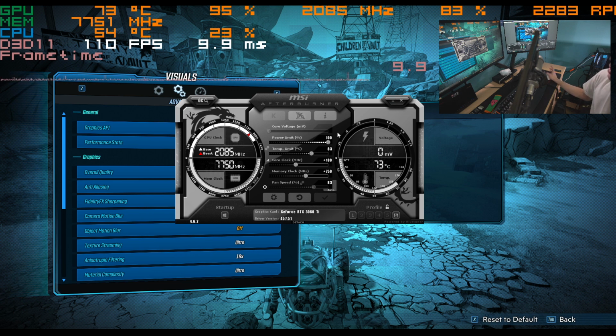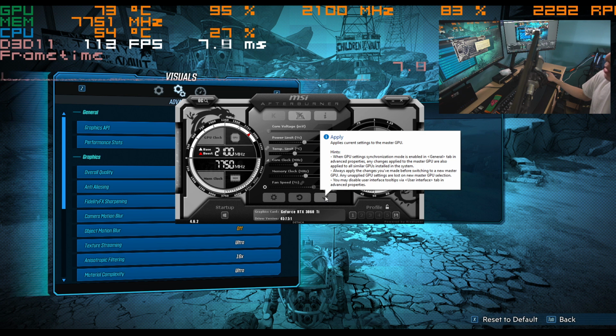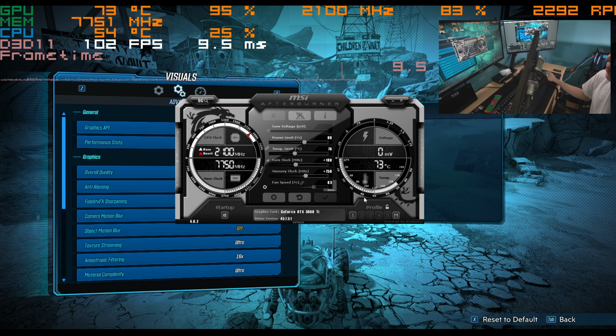And just in case you're curious, here is what the overclock looks like with an 80% power limit set. So this is obviously going to lower the boost clocks, but it looks like I'm still sitting at around 1980, 2000 megahertz on the core.